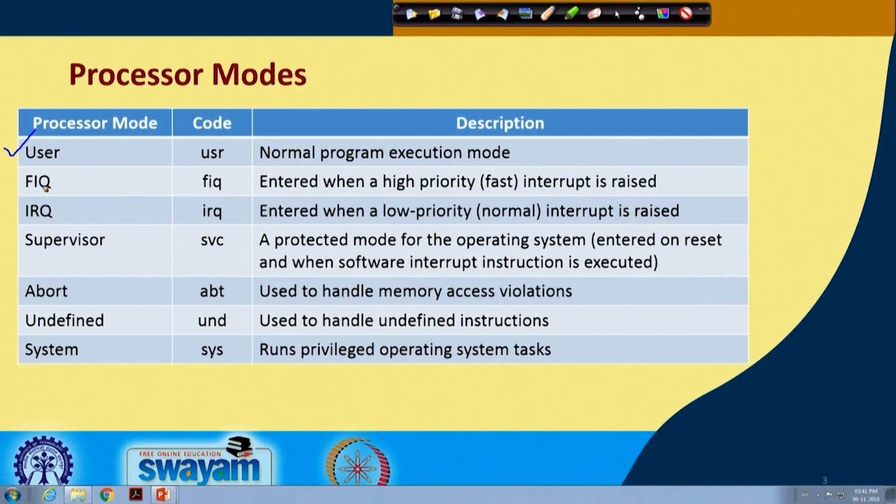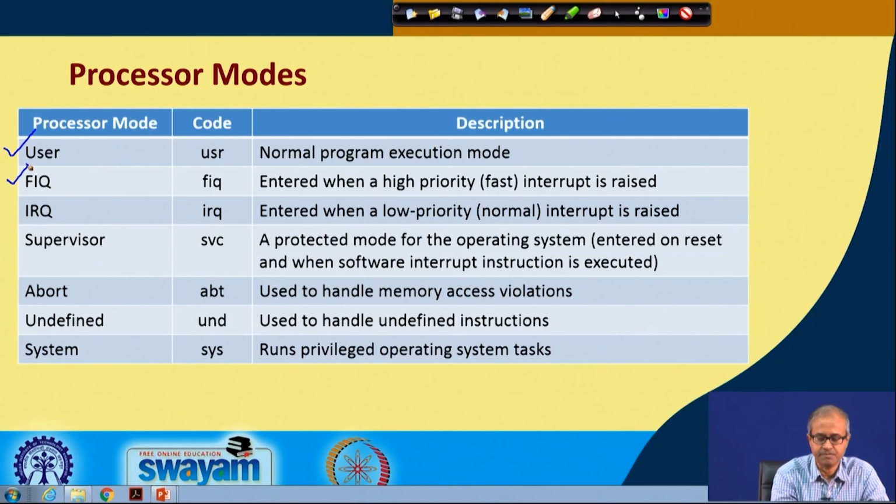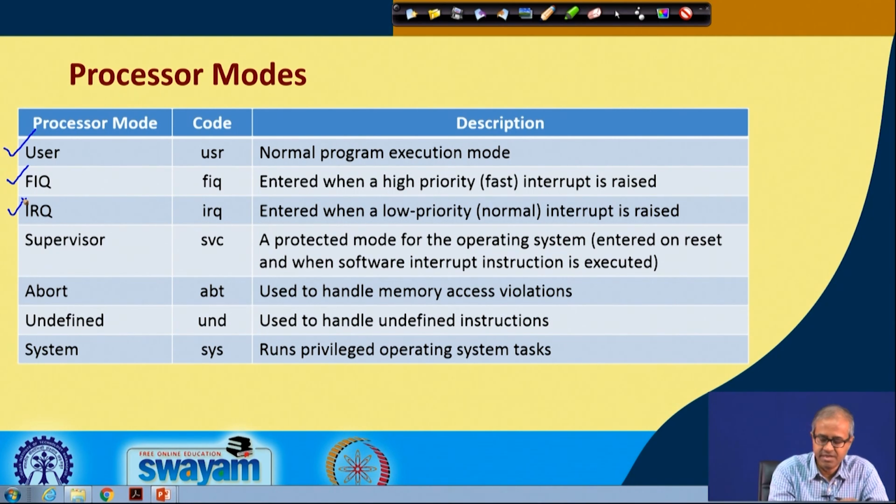Now, this FIQ is the high priority mode. This FIQ mode is entered when a high priority interrupt is activated and is acknowledged. Now, the point to note is that when a high priority interrupt is being processed, if some lower priority interrupt comes in the meantime, it will not be acknowledged, it will be ignored. So, higher priority interrupt will have real priority over the lower priority ones, they will be handled first. And IRQ is the low priority or the normal priority interrupts.